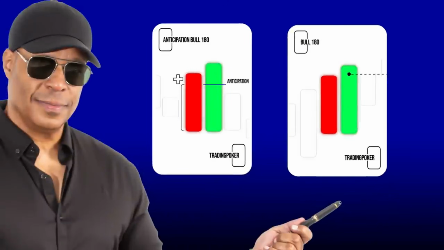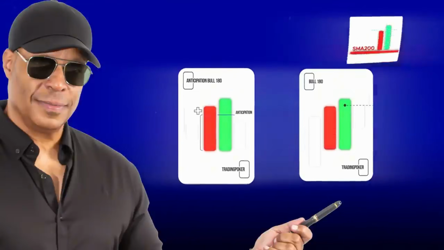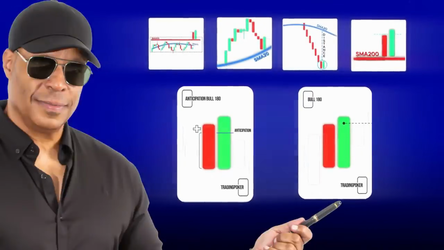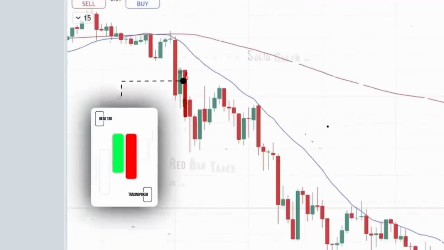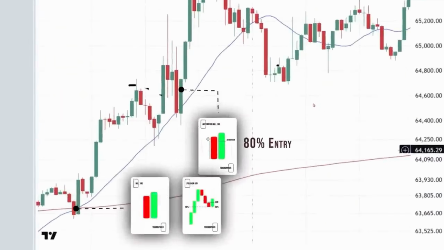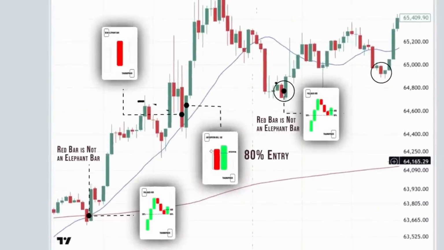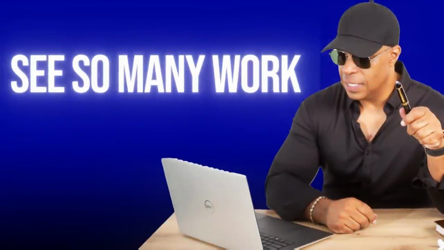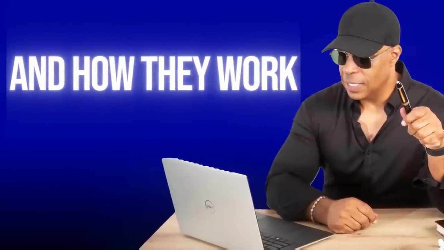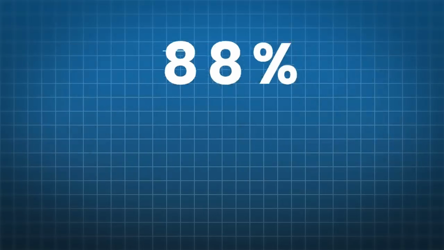So guys, what I need you to do is practice identifying these. Practice finding them. Become an expert identifier. Line the ones up with the right location. See how they performed. Get used to them. Build your confidence in how reliable and how powerful some of the moves are that happen from them. It's important to see so many work and how they work that when it happens to you in real time, you lose the hesitation. 88% success rate.